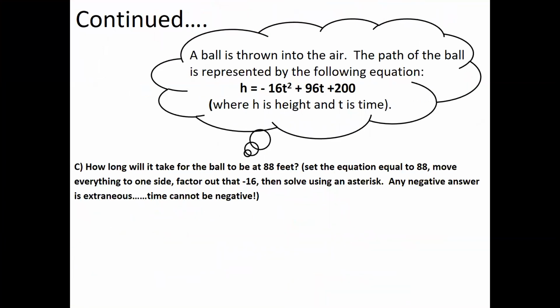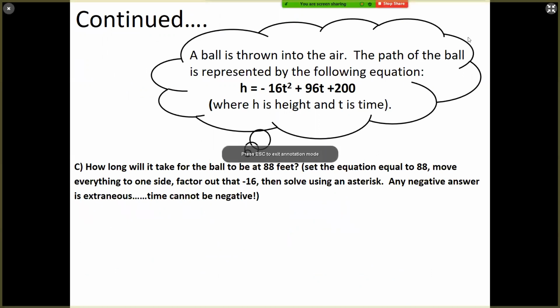Again, we're using that same equation, but for part C, we want to know how long it will take the ball to be at 88 feet. This time, I'm telling you the ball is going to be at 88 feet, which is the height. So when we plug in 88, we're going to plug it in for h. So really, we have 88, our height, equals negative 16t squared plus 96t plus 200. So this time they've changed it up and they gave us the height.